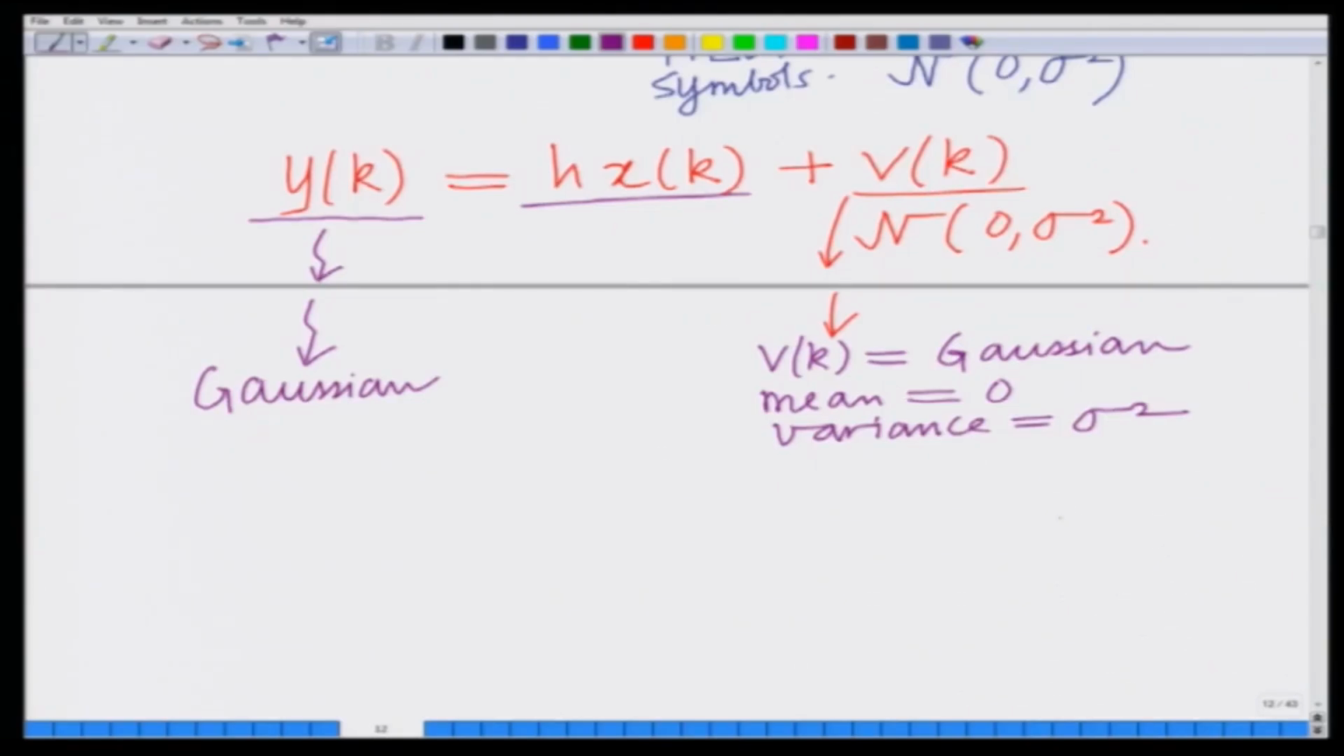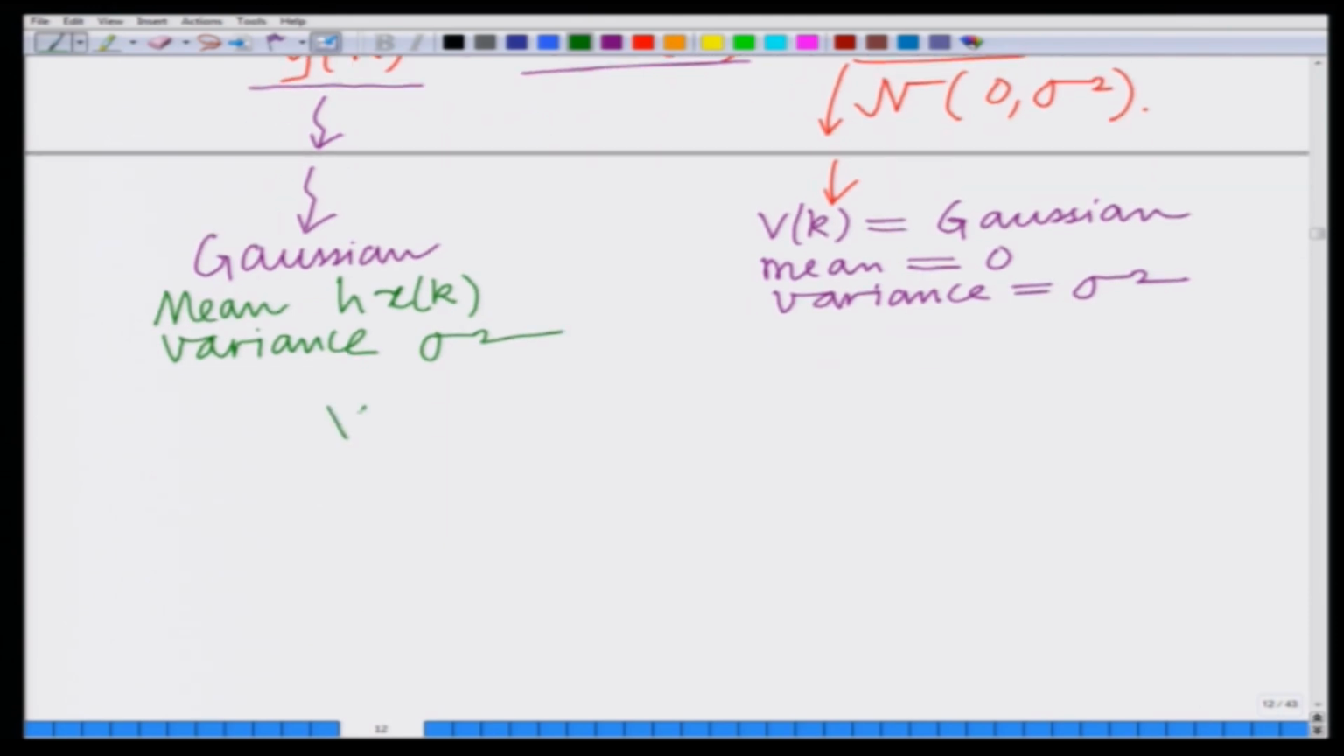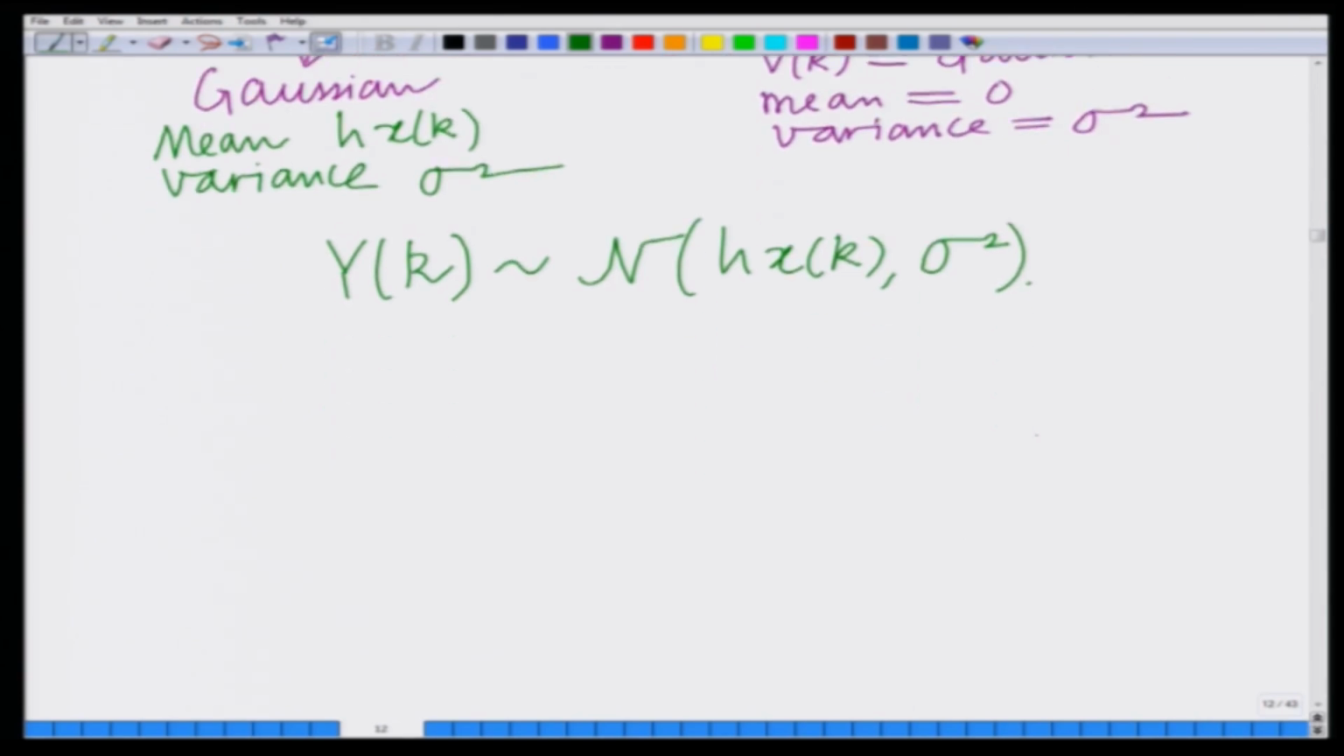So, similar to what we have seen in the context of a sensor network, this is going to be a Gaussian with mean h x k and variance sigma square. Therefore, y k, that is the observed output, is Gaussian with mean h x k and variance sigma square, similar to what we had seen in the context of a sensor network, and therefore, I have the probability density function f of y k of y k.